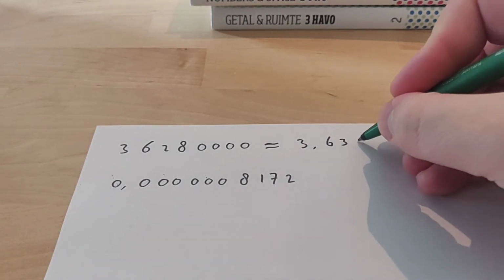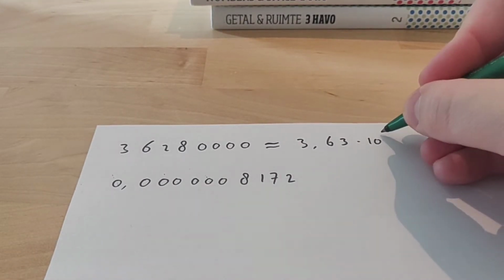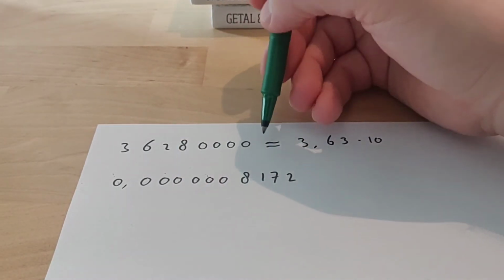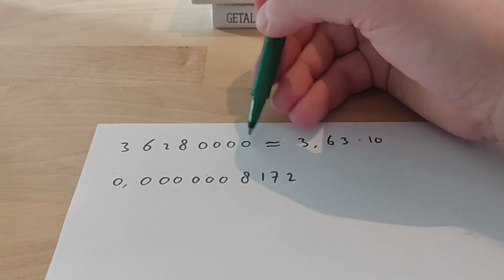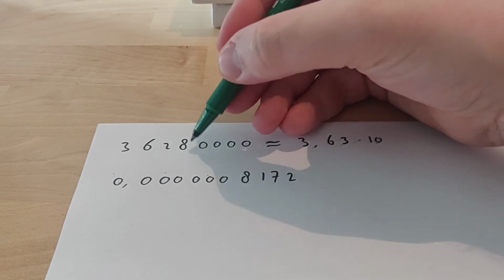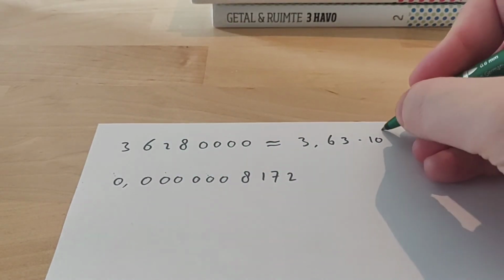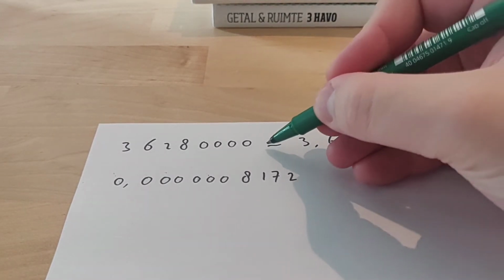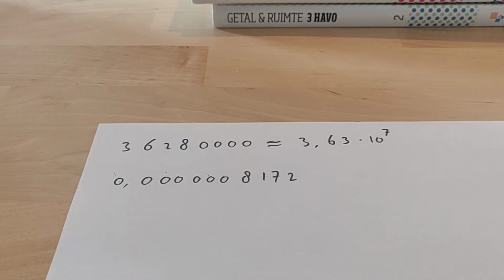Then you have to write down times 10, and then you have to fill in a power there. Now you get that power by counting how many places the point moves. The point was over here, now the point is there, so we're just going to count 1, 2, 3, 4, 5, 6, 7. So you get 3.63 times 10 to the power of 7. Because we rounded this off, you have to use the wavy equal sign. So these two numbers are approximately equal.